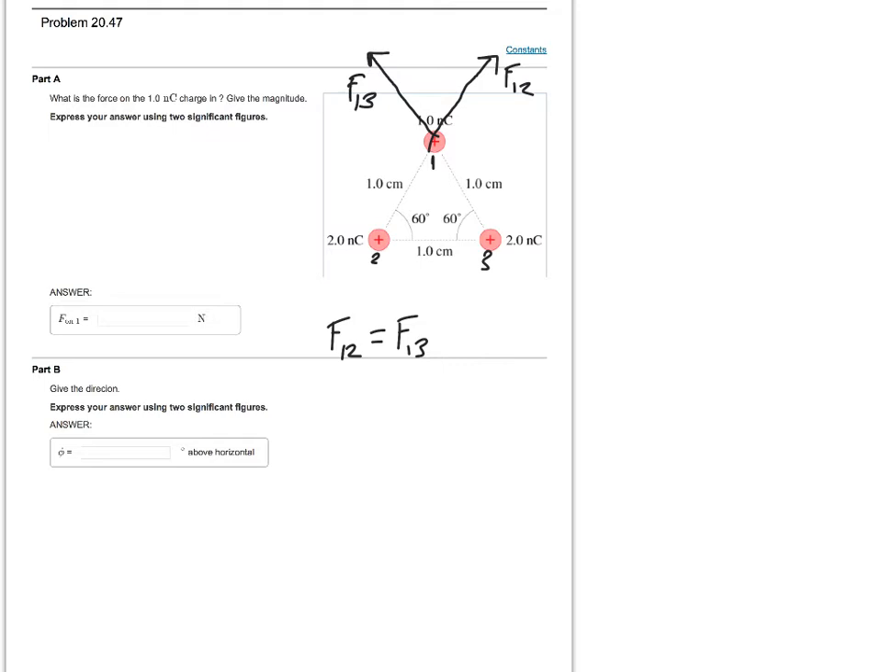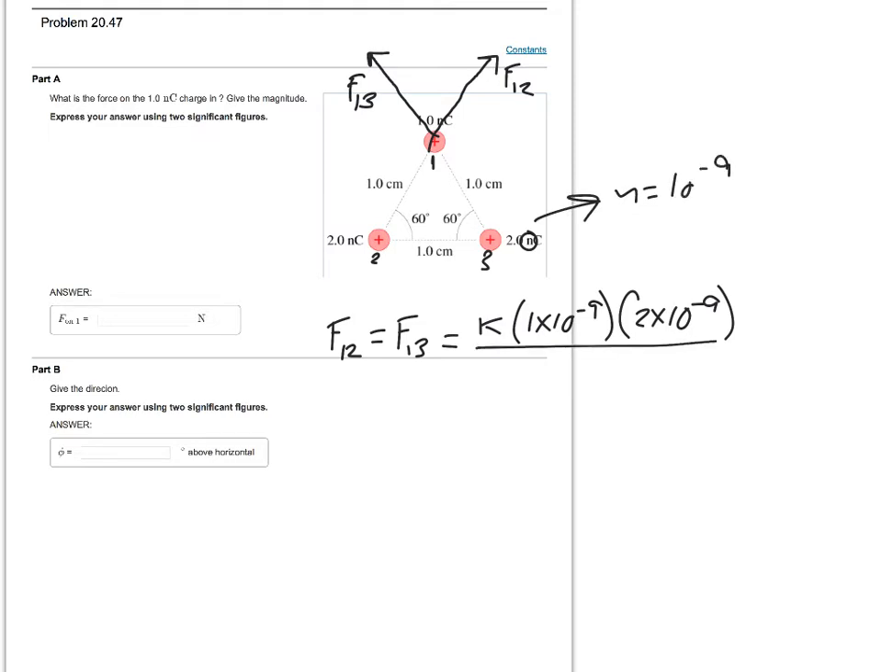So I'm just going to go ahead and solve for the amount of force I have, and that's going to be K times Q1, which is 1 times 10 to the negative ninth, times Q2, which is 2 times 10 to the negative ninth. Again, converting that nanocoulomb into coulombs. Nano just means 10 to the negative ninth. All divided by my distance, 1 centimeter, or 0.1 meters. And that's going to be squared.